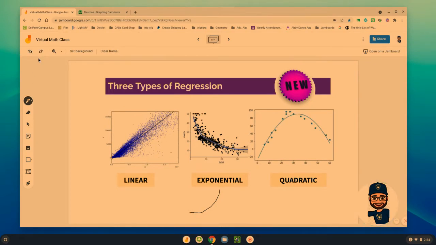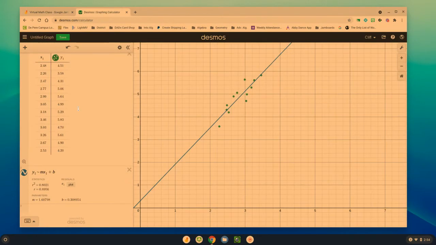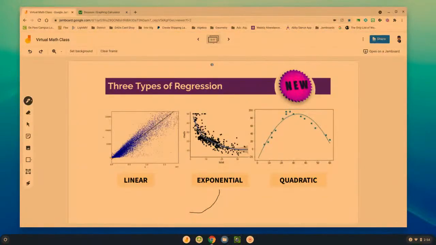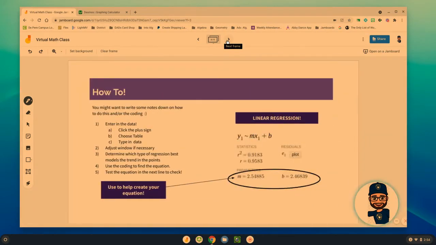Now, each one of these three, linear, exponential, and quadratic, is going to have its own unique way of typing that function part, which I typed in down here. We have to know what that formula is to type in. So the next three slides are probably the most important in terms of giving you directions and what that formula is.